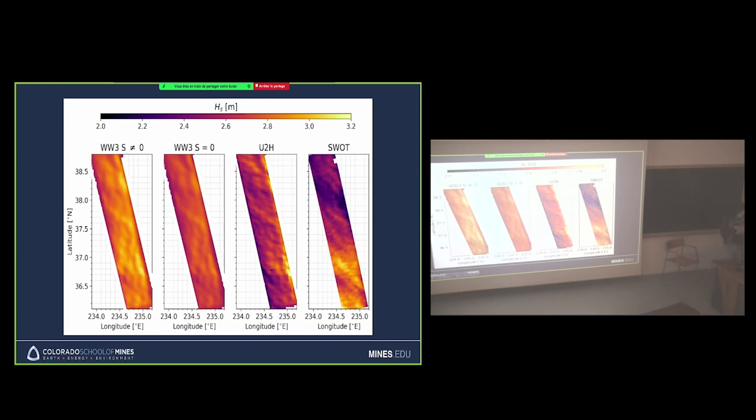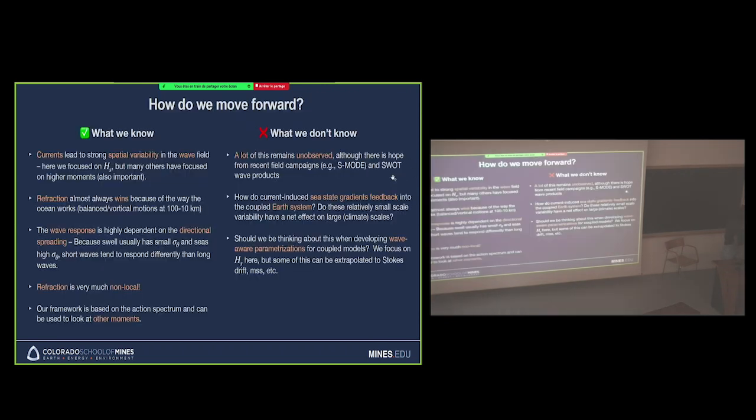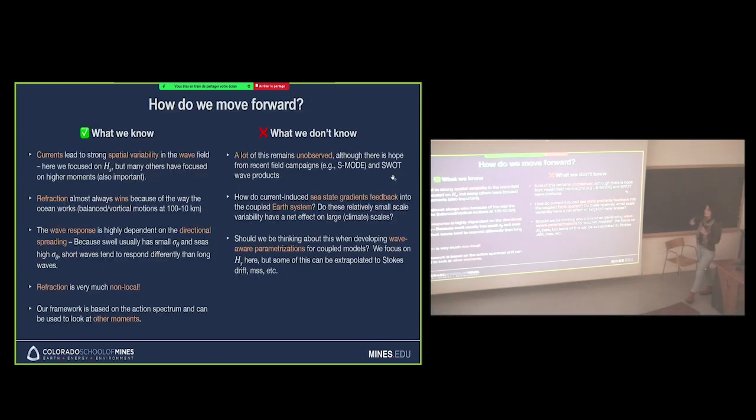All right, I think my time is probably up. The last thing I wanted to do is to wrap up and leave some key points in terms of things that we know and things that we don't know. What we do know pretty well, from the work of everyone, pretty much a bunch of people in this room, and from the things that I showed today, is that currents can lead to very strong spatial variability in the wave field. I focus on Hs, but keep in mind that many others here have focused on the higher moments, and they're also very important.